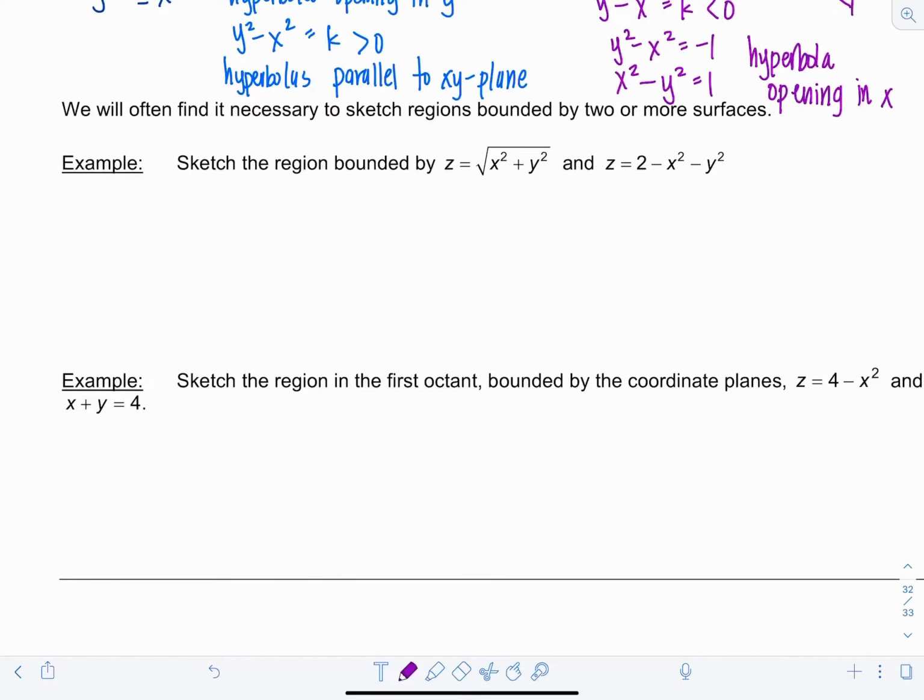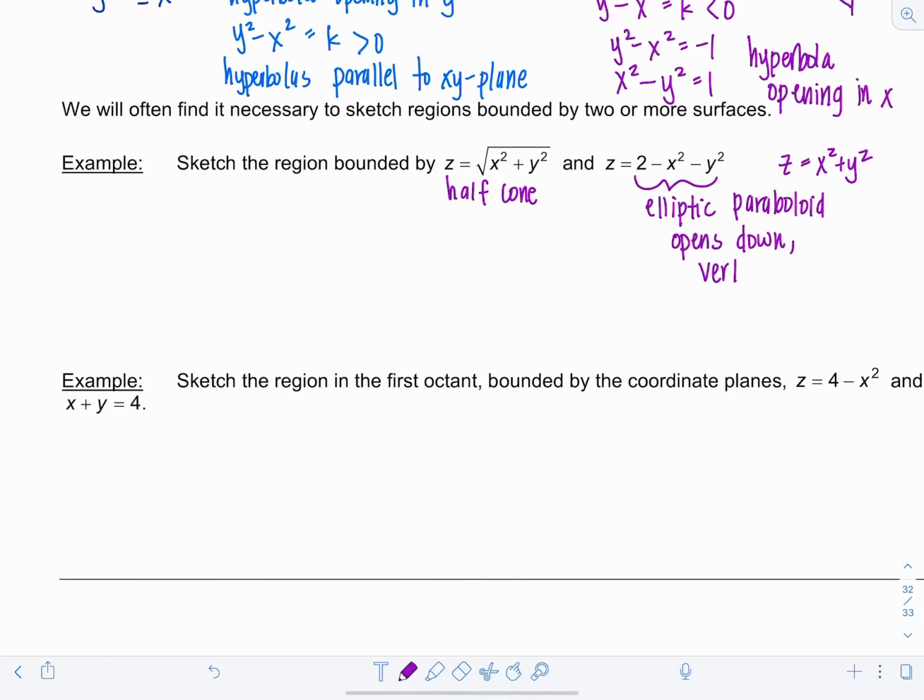This first graph is going to be a half cone. And then if you'll remember, z equals x squared plus y squared, that's your elliptic paraboloid. Well, what does it mean if you have 2 minus x squared minus y squared? Well, that's an elliptic paraboloid that's opening down, and it's been shifted up 2 units, so the vertex is at 0, 0, 2. Okay? If it's necessary to find exactly where they intersect, you can do so, but right now we just want to get an idea how you would graph 2 surfaces simultaneously.